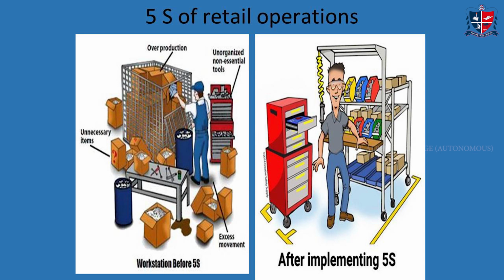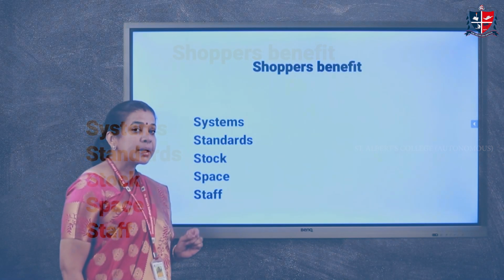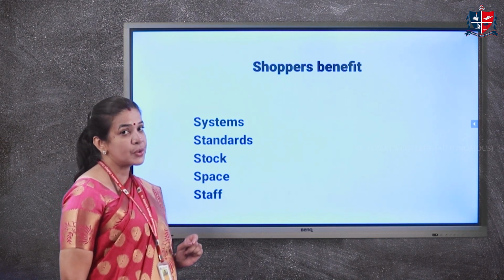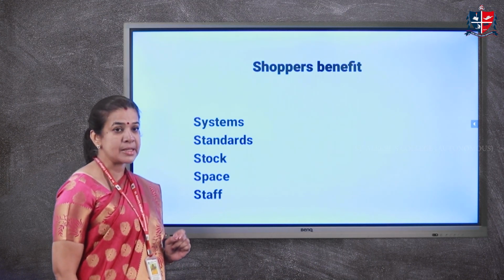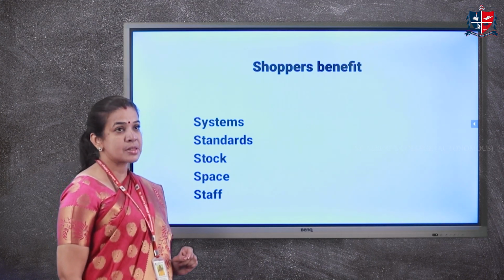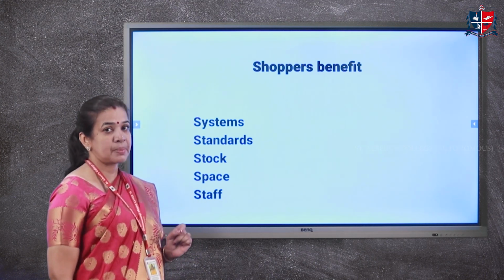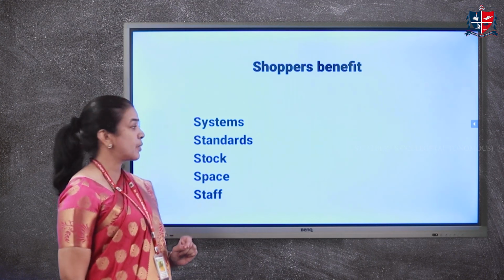This 5S actually stands for these 5 things: system, standard, stock, space and staff, so that ultimately who benefits? The shopper who walks inside your store benefits. You have to have systems in place, including the computer system, so that he has got a seamless experience. Who? The customer. As he walks inside your store, buys what he wants and walks out.